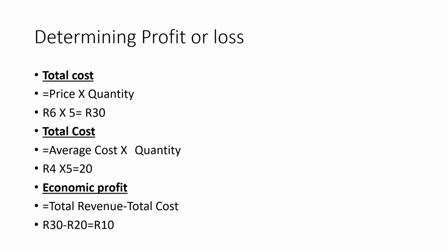So the total revenue for the business is 30 rand or 30,000, given whatever the figures are in. And then total cost, we will have average cost multiplied by quantity, and our average cost is 4 rand and the quantity is 5. So our total cost is 20 rand. In order to determine profit, we will say total revenue minus total cost. Sorry, here I made a mistake. This should be total revenue. This is a typing error. Okay, sorry about that.